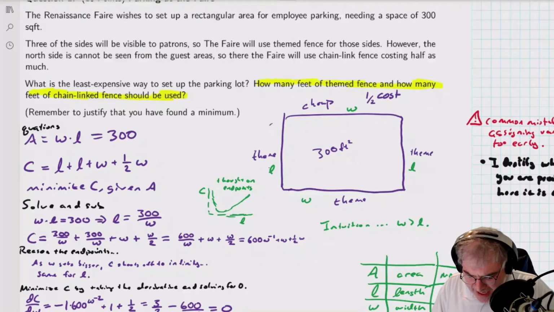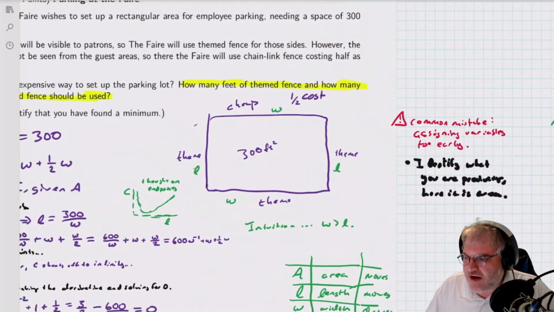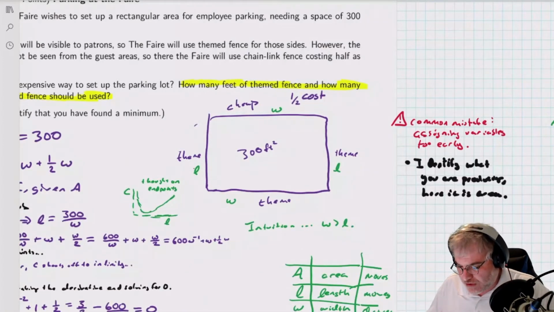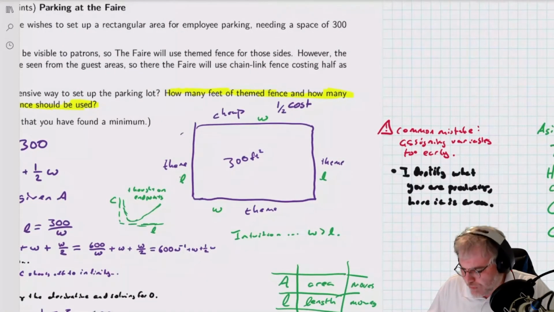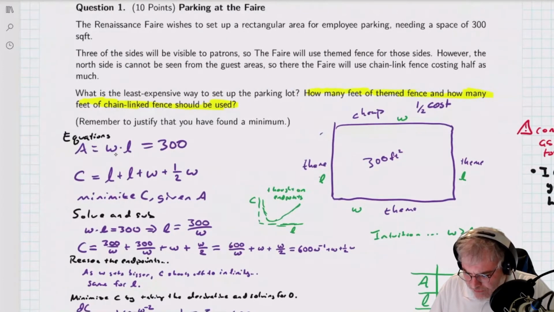So I'm producing A, and my cost is kind of this modified perimeter. Now, it's a common mistake to assign variables too early, right? You need to draw a picture and work out what's being produced and what the cost function is before you really assign variables to the things. If you assign variables too early, you tend to assign them to the wrong thing. So the variables really come from production, right? I've got this area, my production function is area, which equals W times L, which is fixed at 300.